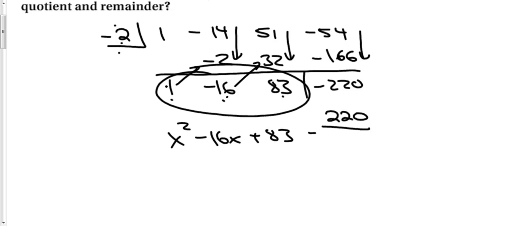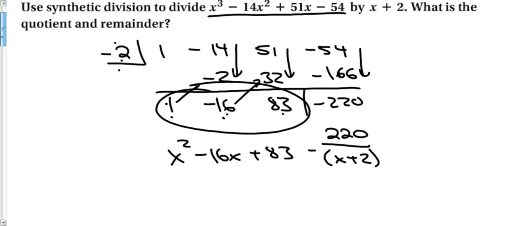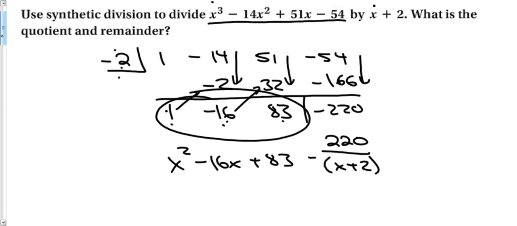Not -2, I'm dividing by x plus 2. And there is my new polynomial. My quotient would be x squared minus 16x plus 83. My remainder would be -220. Let's look at another one.